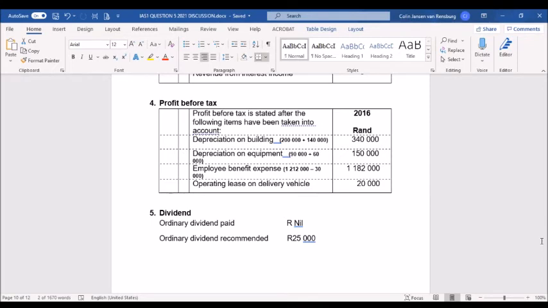In questions 1 and I think 3 it might be, you had a write-down of inventory. Now, a write-down of inventory is a very unusual event.